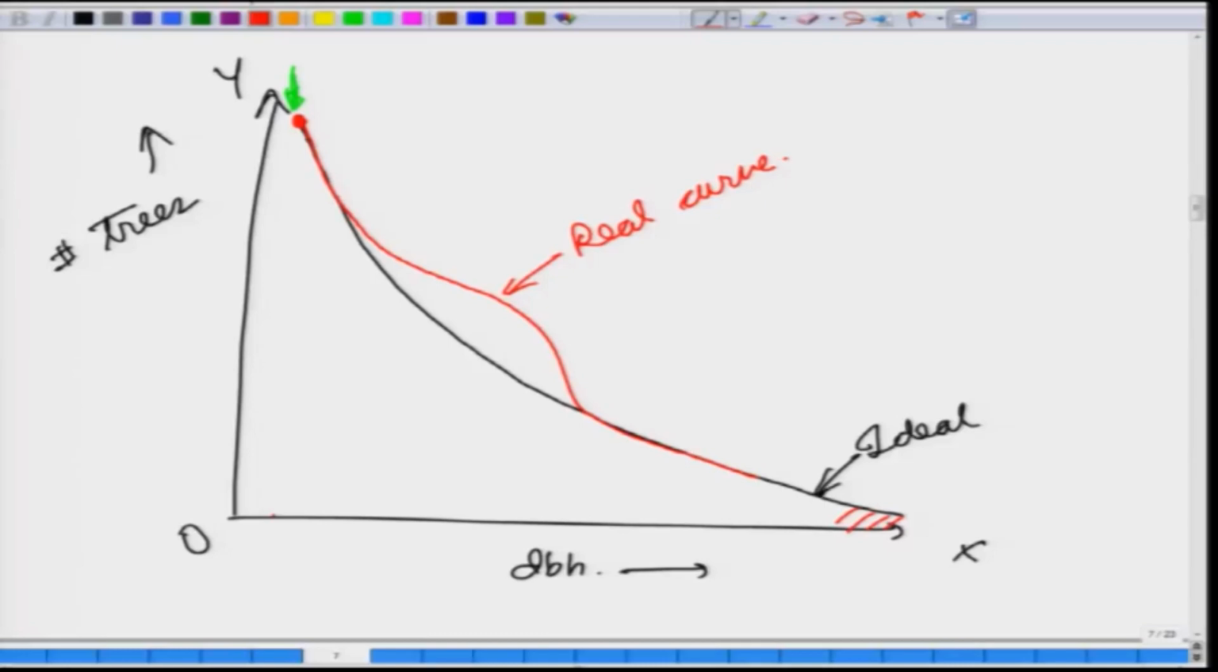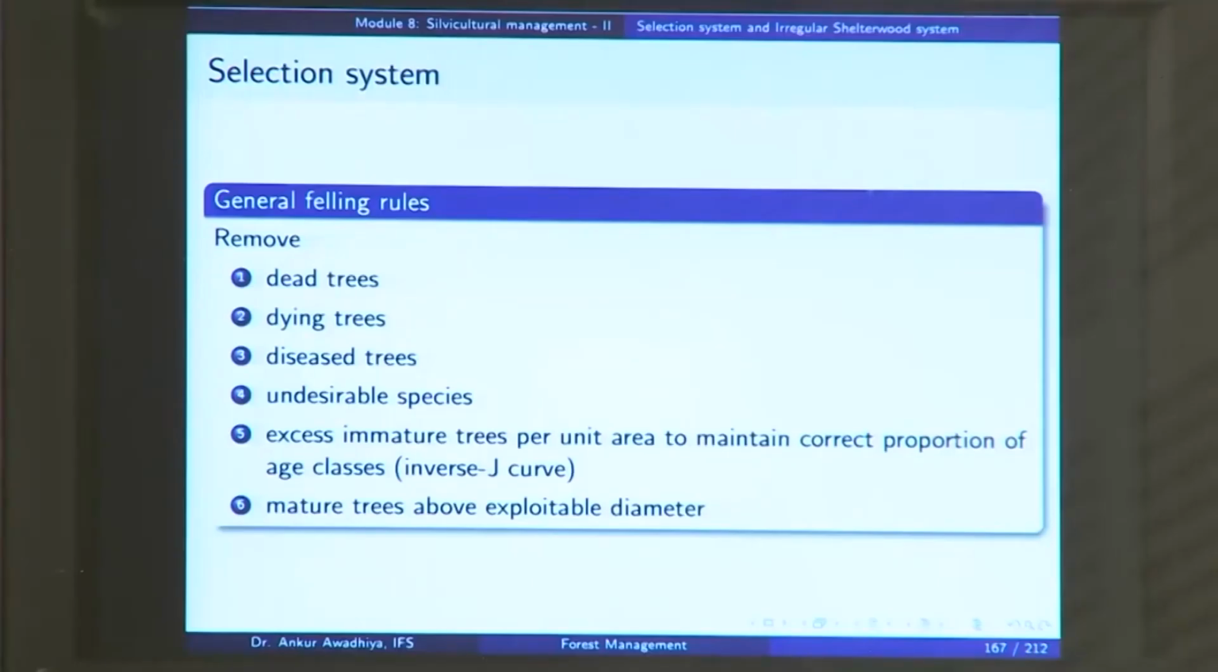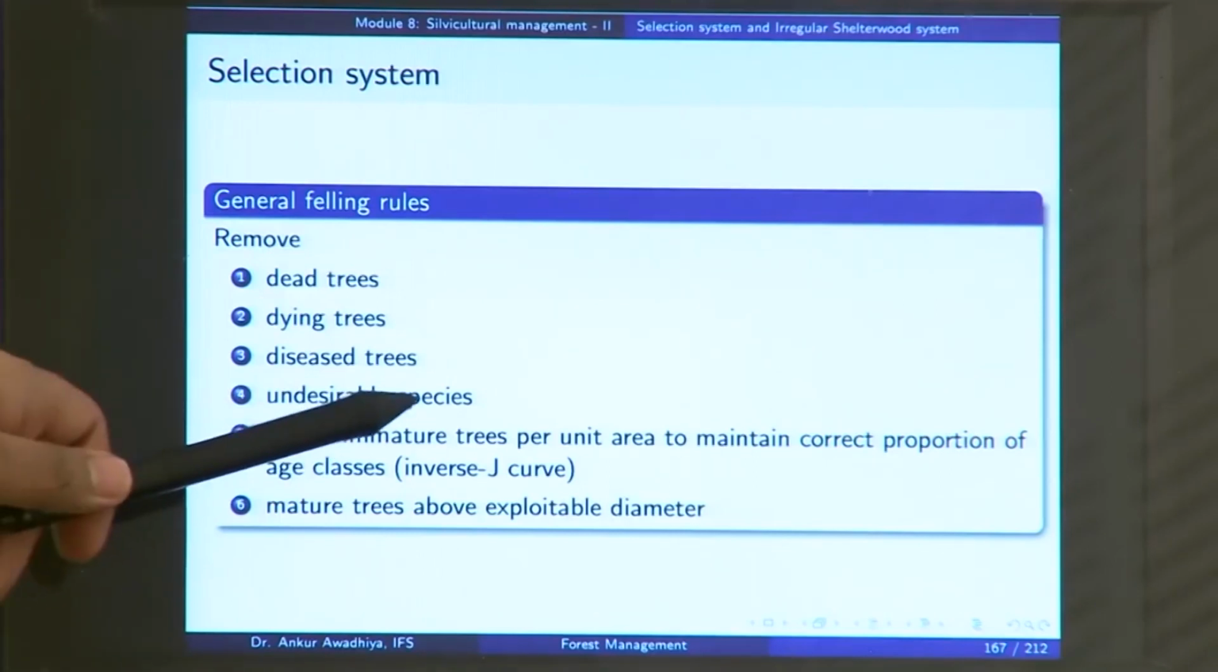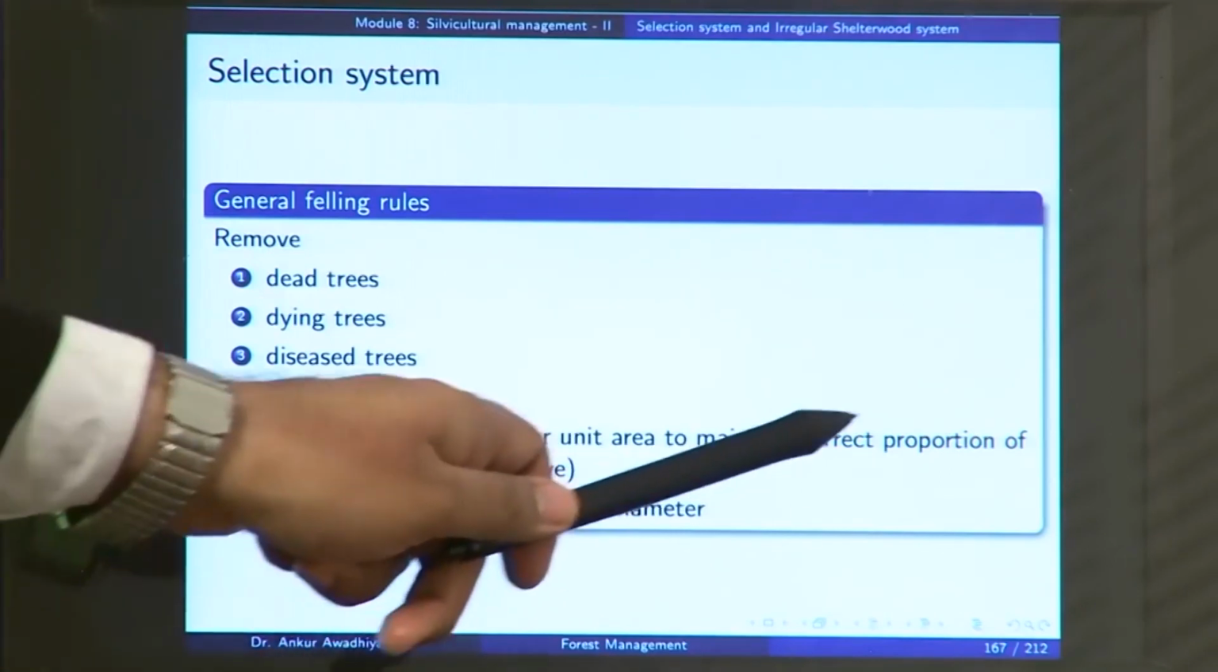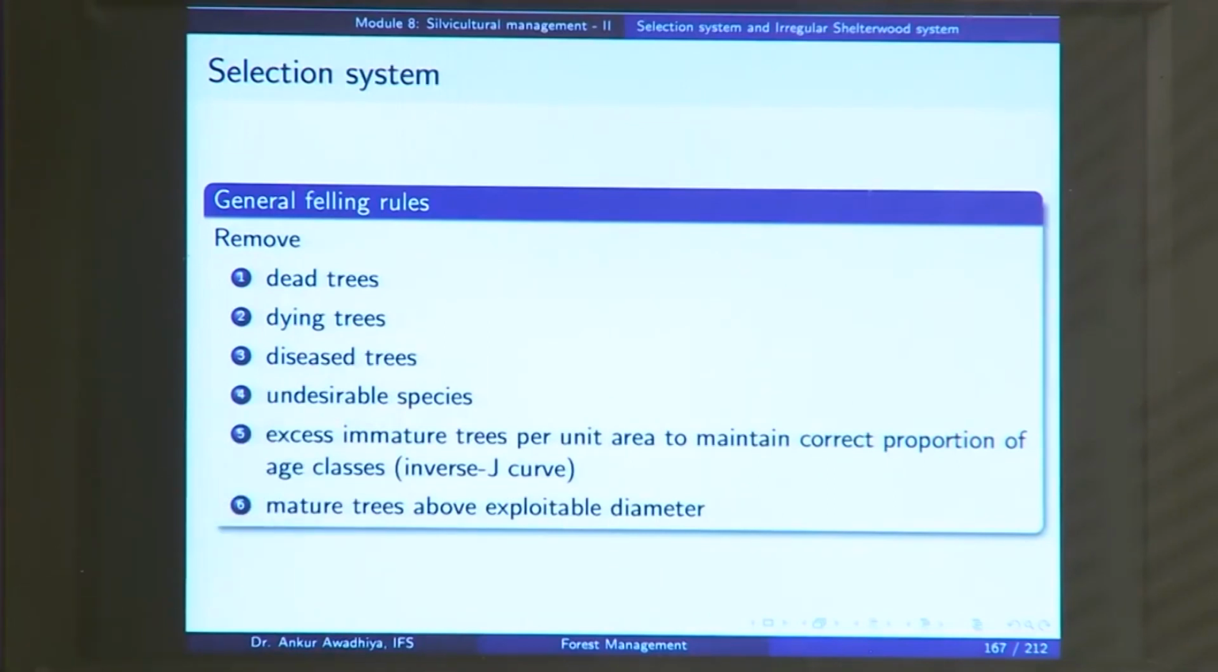Now, if you have a situation like this, the next preference would be these trees. You want to remove these trees that are not completely mature, but are a deviation from your ideal curve. So, you are going to remove these trees as well when you are doing the harvesting. So, the fifth preference is excess immature trees per unit area to maintain the correct proportion of age classes.